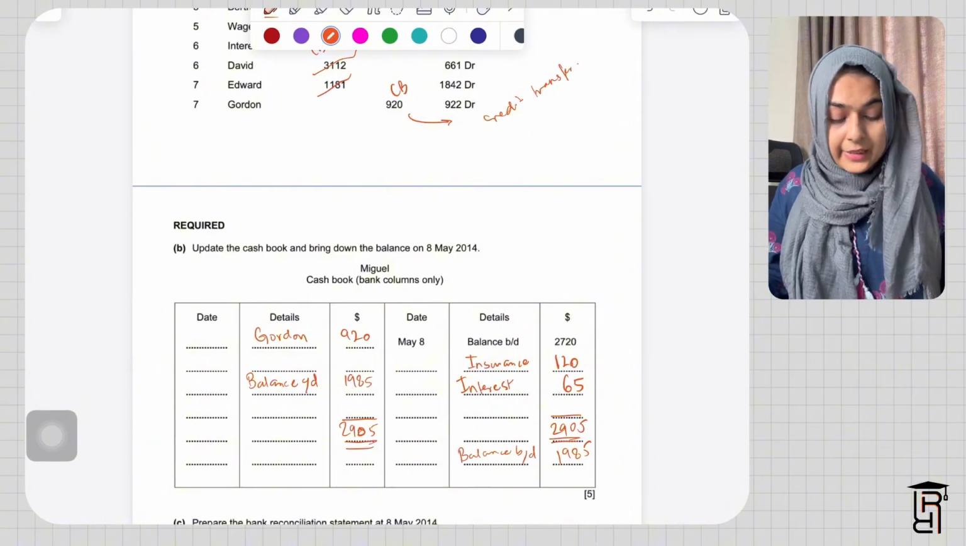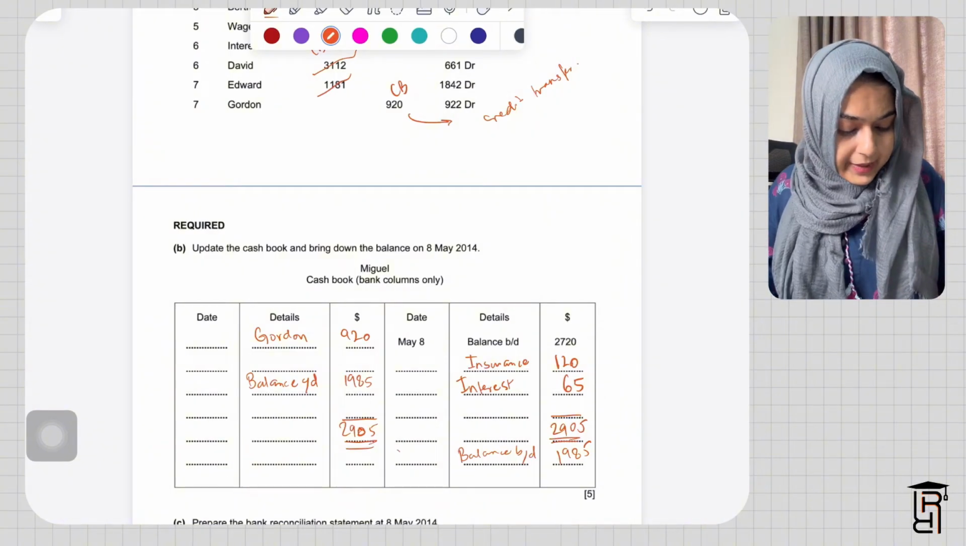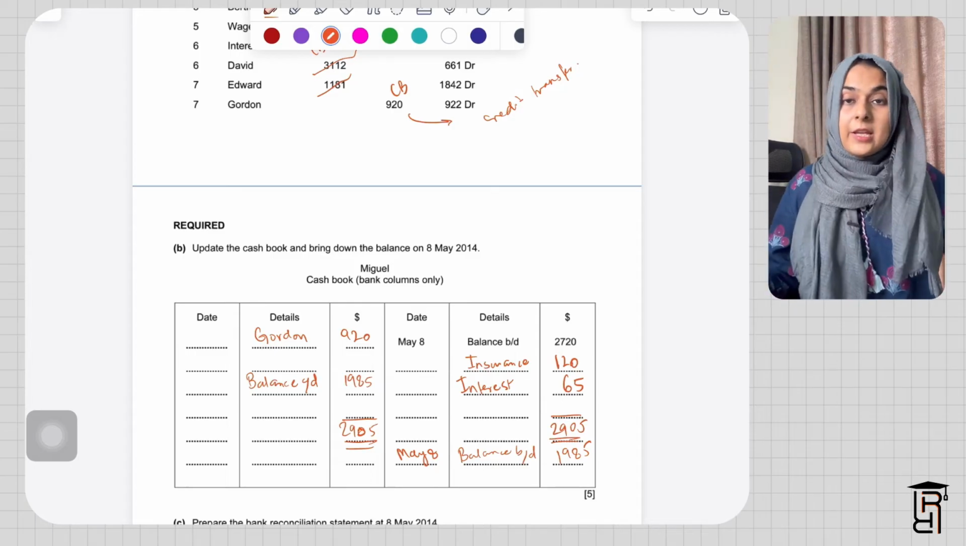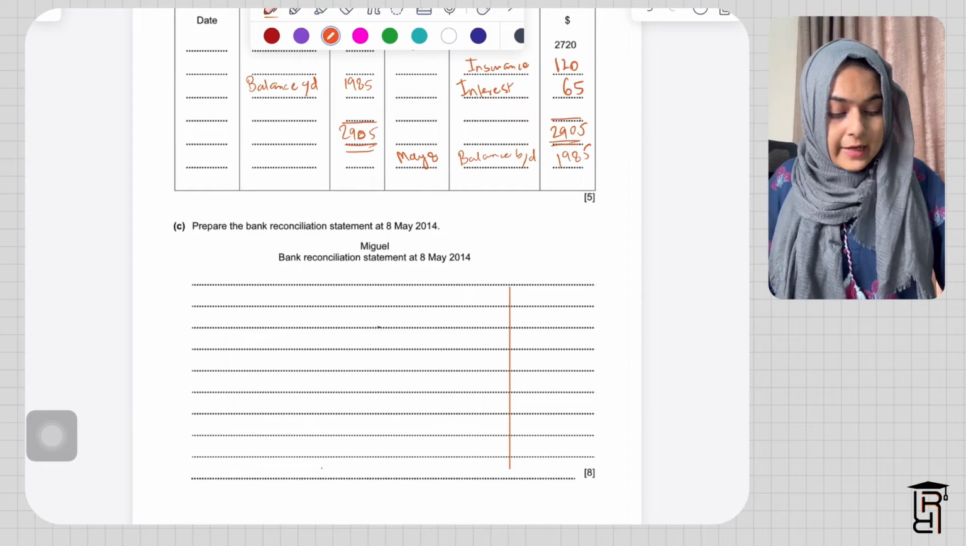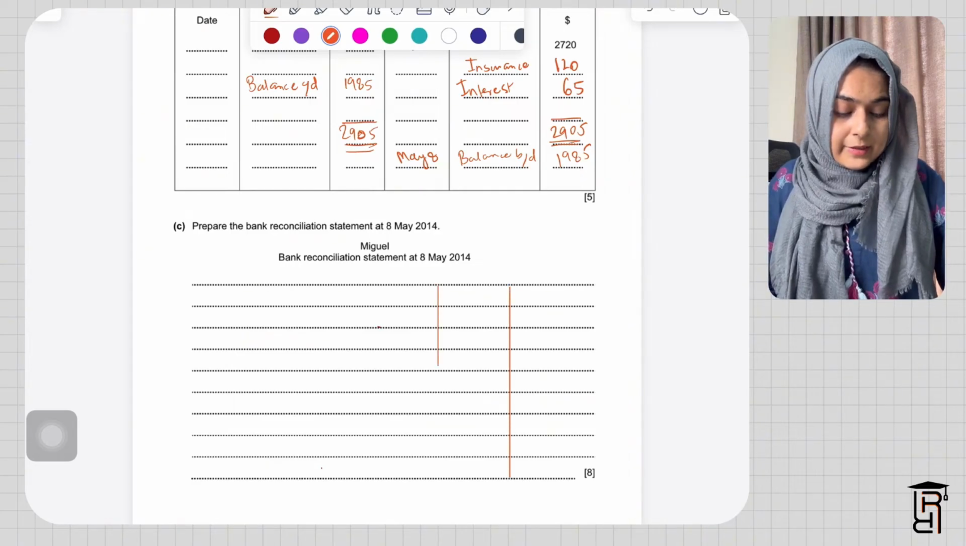and they're saying update the cash book and bring the balance down on May 8th. So I'll write here May 8th. This is my updated balance 1985. Now I will make my bank reconciliation statement, and as I told you guys, I have told you the formula for bank reconciliation statement.